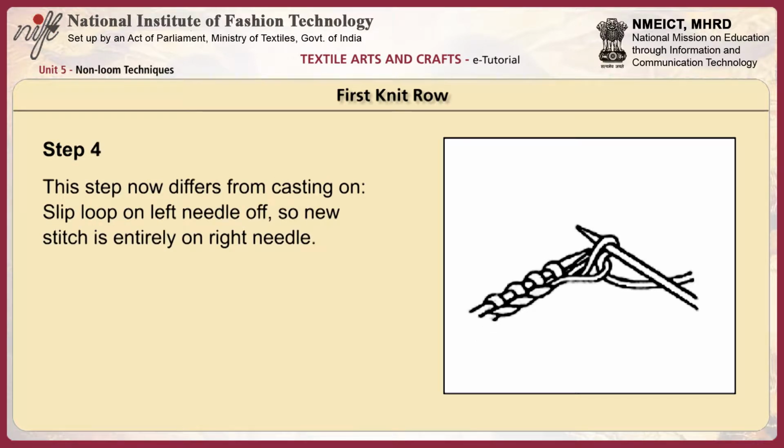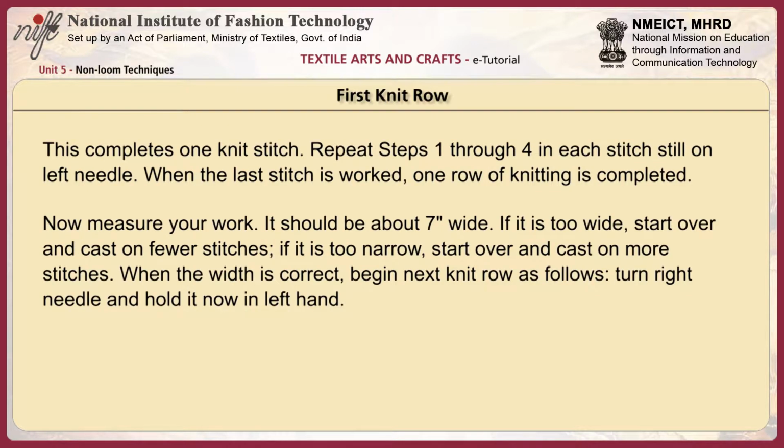Step 4. This step now differs from casting on. Slip loop on left needle off, so new stitch is entirely on right needle. This completes one knit stitch. Repeat steps 1 through 4 in each stitch, still on left needle. When the last stitch is worked, one row of knitting is completed.